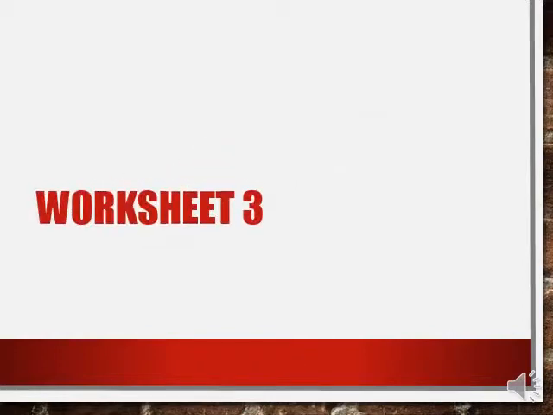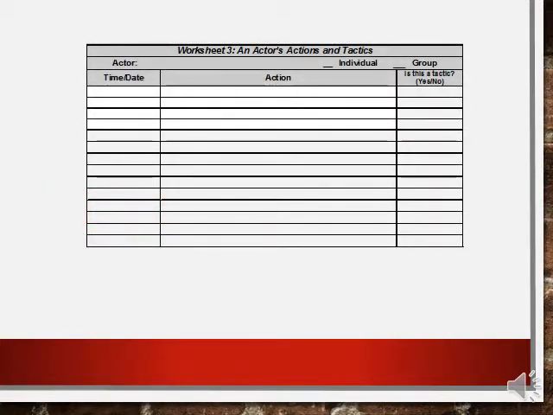This presentation is about Worksheet 3, Key Actions. This is what Worksheet 3 looks like. At the extreme left, column 1 gives time and date. The center column is for actions, and the far right column, column 3, is to answer the question of whether the action is a tactic.